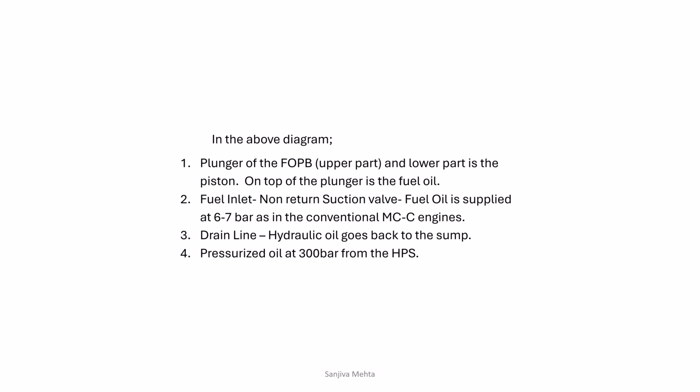On top of the plunger is the fuel oil. As I said, the suction valve, the fuel oil inlet, with a non-return suction valve. Fuel oil is supplied at 6 to 7 bar or 8 bar, whatever the engine's fuel pressure is on a conventional engine, or MC; the same is maintained on the ME engine also. Drain line: hydraulic oil goes back to the sump. The light pink line, pressurized oil at 300 bar, is stopped by the fuel valve. It's not injecting now, because this is not the time to inject the fuel. Injection had just finished.